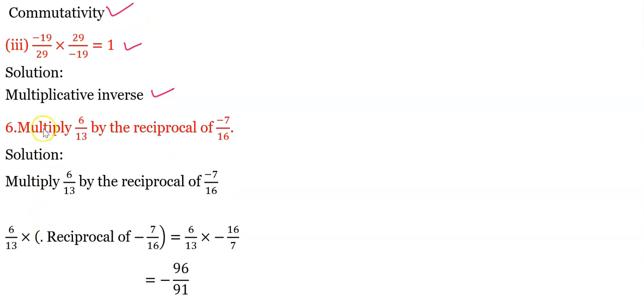Now next question, multiply 6 by 13 by the reciprocal of minus 7 upon 16. The reciprocal of minus 7 upon 16 is minus 16 upon 7, and therefore here we have 6 upon 13 into minus 16 upon 7. Their multiplication is 6 into 16, 96, and 13 into 7 is 91.